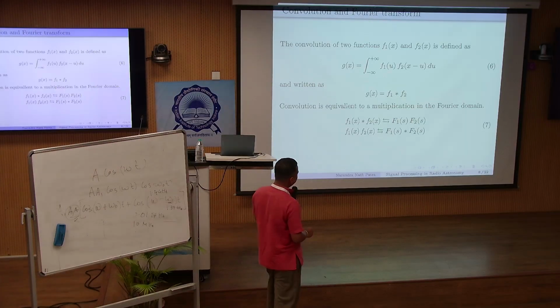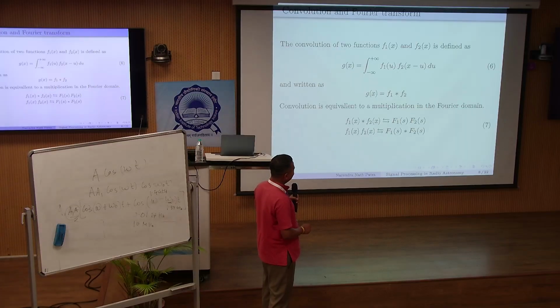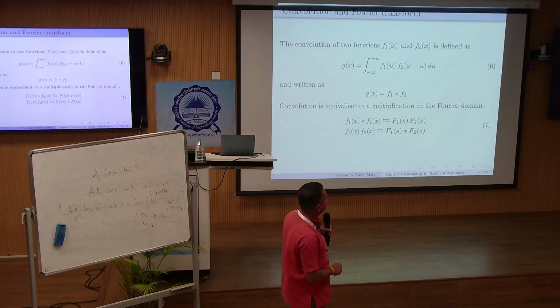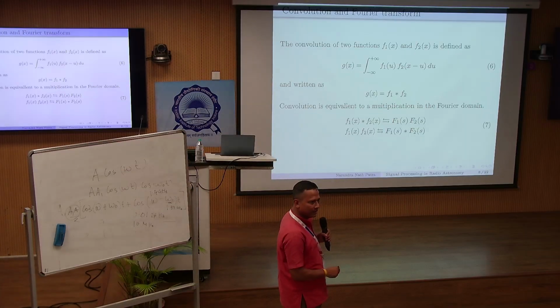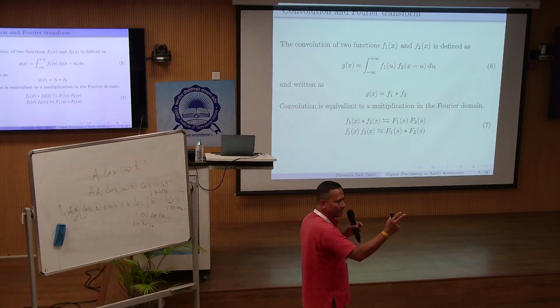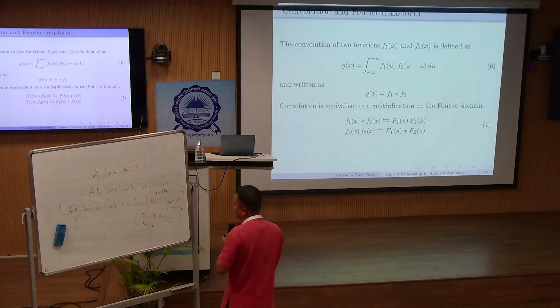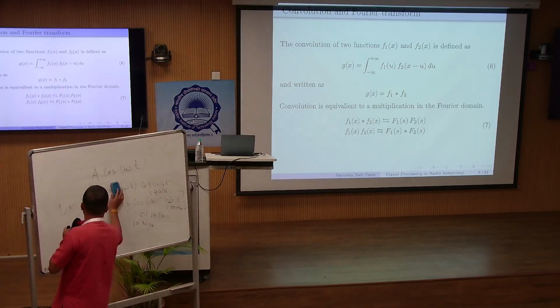So I have two functions. One function f1 of u, where u is a running variable, and then you have another function f2 of u. What I am doing is shifting this function f2 by some amount x, right? I have one function, I have a second function. I am shifting this function by some amount, multiplying these two and adding. You can think of it this way.